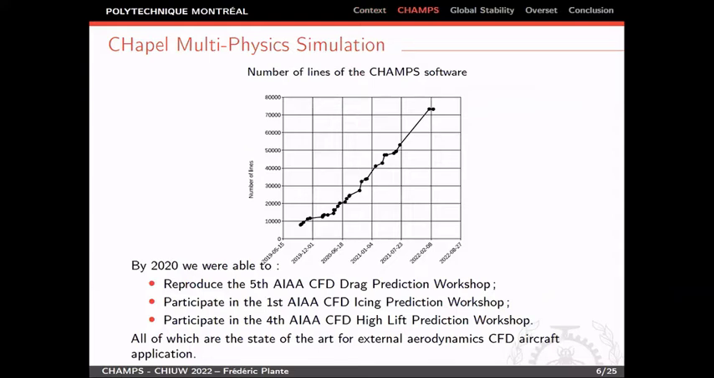Since we started the development of CHEMS, the number of lines and the capability of code steadily increased. So here we have a graph of the evolution of the number of lines in the CHEMS software since 2019. And by 2020, so a year and a half into the development of the software, we were already able to participate in or reproduce workshops. These are workshops that are used in the field to test the state of the art for aerodynamic and aero-icing simulation. So this makes CHIUW a state-of-the-art CFD software for aircraft application.